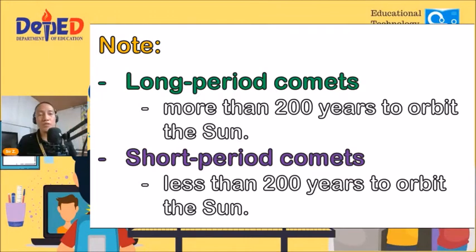How about the short period comets na usually nanggagaling sa Kuiper belt? It takes only less than 200 years to orbit the sun. Okay? That's long period, more than 200 years. Short period comets, that's less than 200 years to orbit the sun.